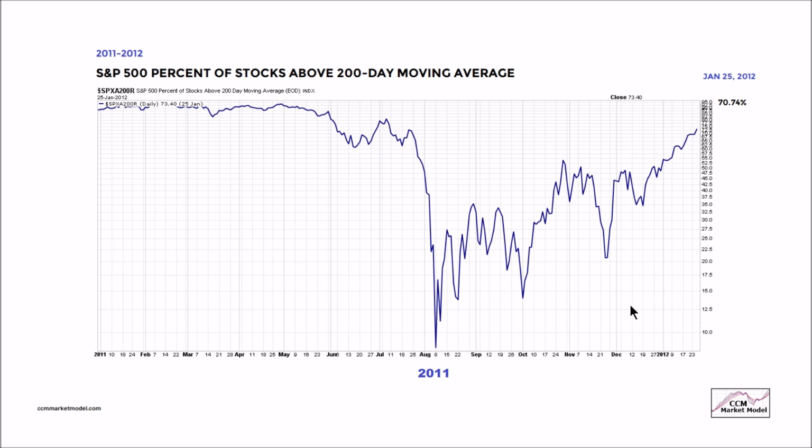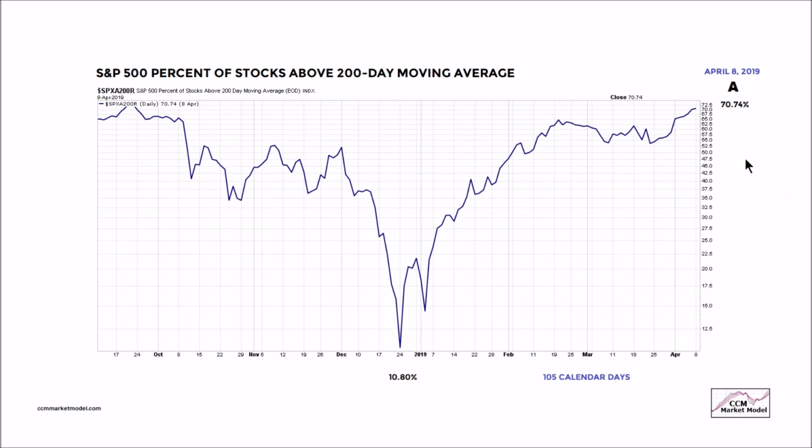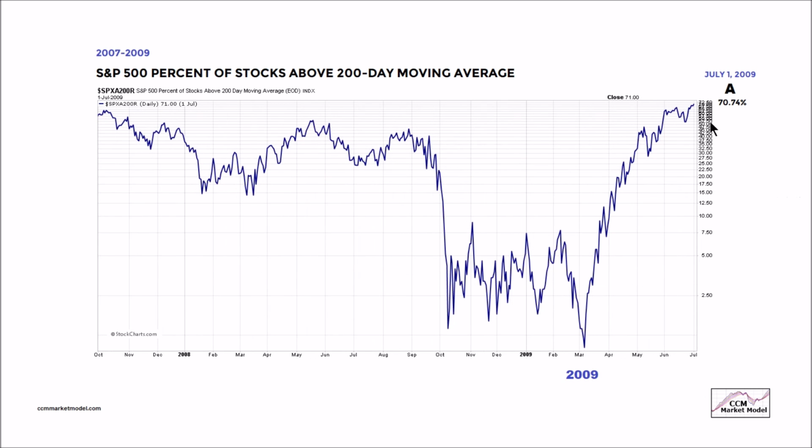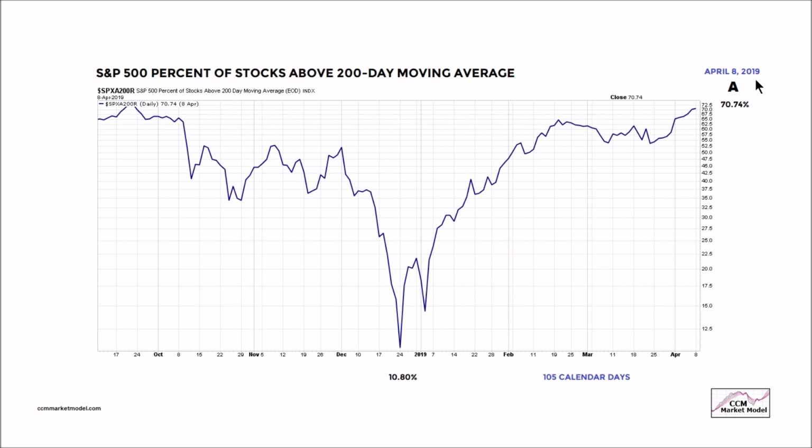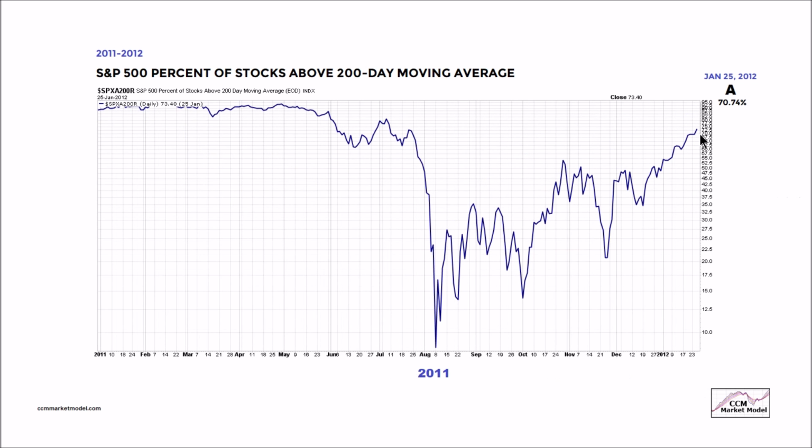This is the look of the indicator off of the low in August of 2011. And to compare apples to apples, we want to go from the low level all the way up to the level in the present day, or 70.74. On January 25th, 2012, we exceeded this level for the first time when the indicator closed at 73.4%. Thus, April 8th, 2019, or this point A, is similar to July 1st, 2009, or this point A, and April 8th, 2019 is similar to this point A on January 25th, 2012.